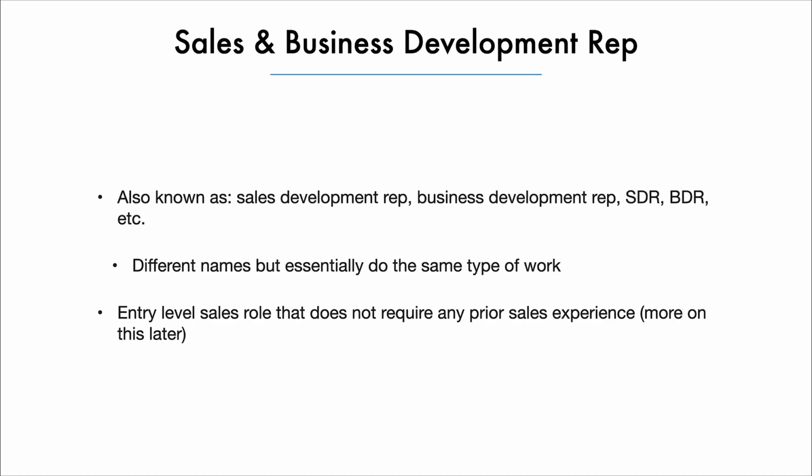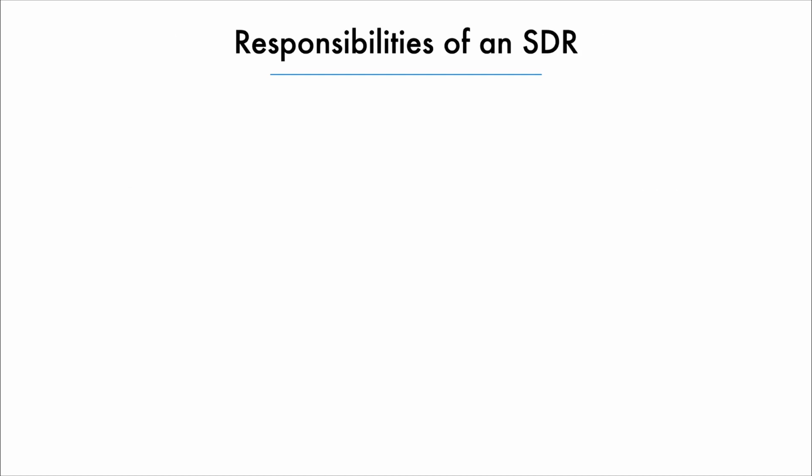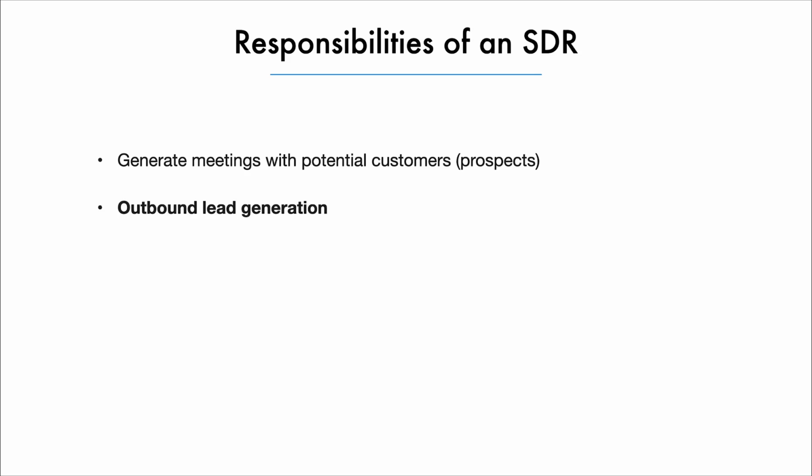We're going to talk more about this later. But let's first go over the responsibilities of an SDR, so you get an understanding of what it is. The main priority of an SDR is to generate meetings with potential customers. Usually it's outbound. That's finding companies you want to sell to and generating a meeting, whether through cold calling, email, or LinkedIn. That's called outbound lead generation, when you're using cold email, LinkedIn, and cold calling to generate leads.